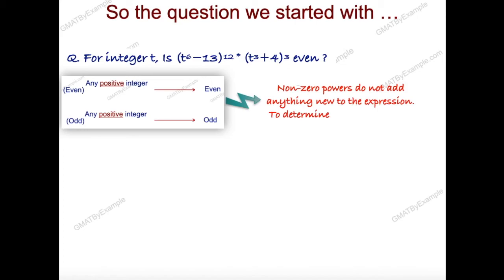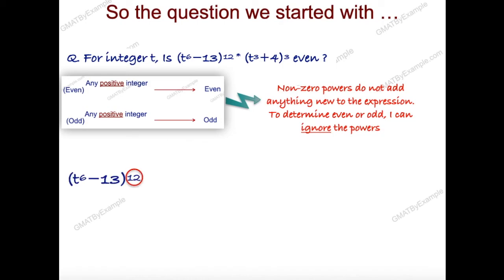The big thing it tells us is that the non-zero powers, right, positive integer powers, do not add anything new to the expression. Even remains even, odd remains odd. So to determine if an expression is even or odd, I can almost ignore the powers and not worry about them, and that will simplify everything. Let's see how to apply this concept in this particular case.